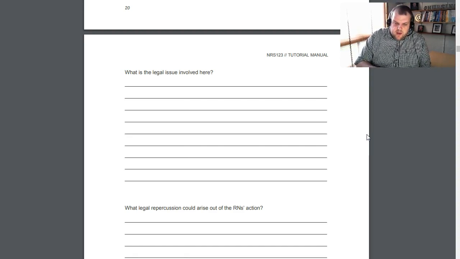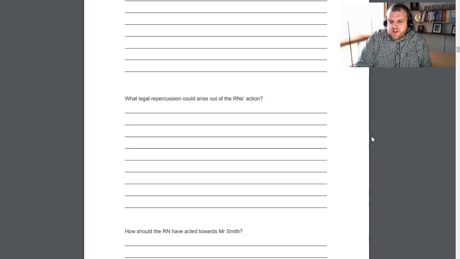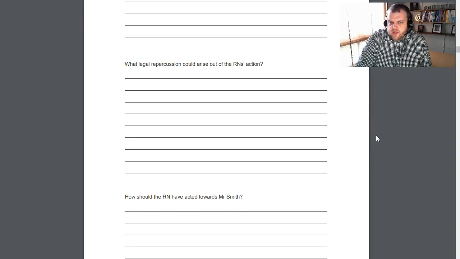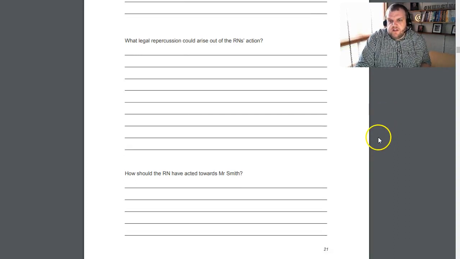You might say, okay, was it a capacity issue or a coercion issue, or was it about information and risk, whether that was an informed issue. So you might even separate each of these cases and try to work out, is it one or more of each of these things? What legal repercussion could arise out of the RN's actions? Obviously, the nurse becomes liable for assault and battery, because she did things to the patient against his will.